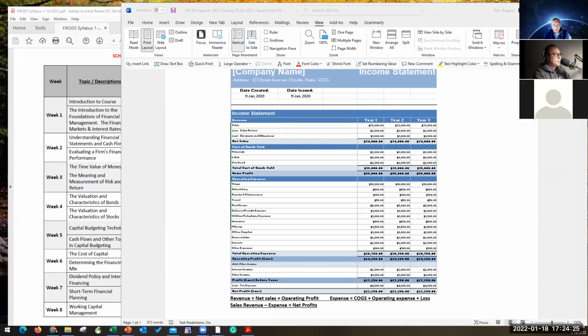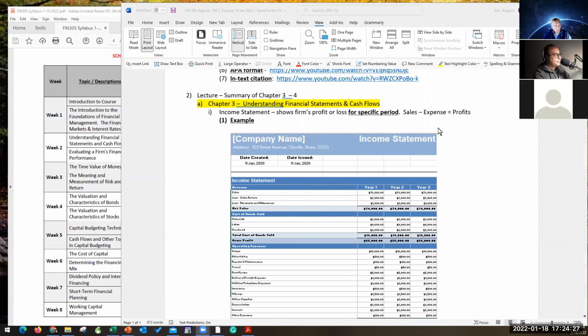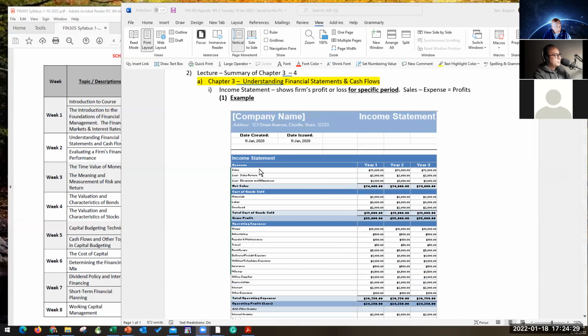I'll give you a blank income statement with these items blank. And then I'll have a list of all these elements, and you have to put them in the right location, in the right area. That way you can basically know or learn where certain things go.